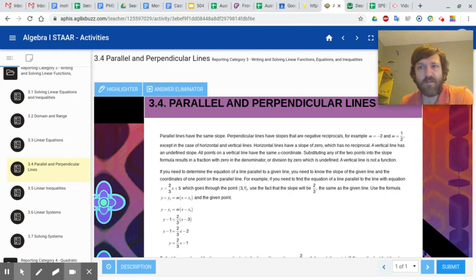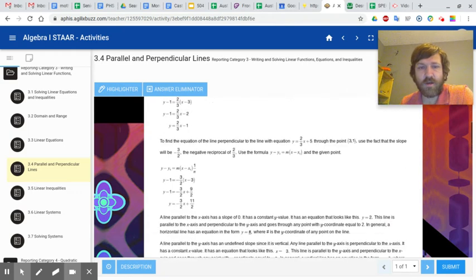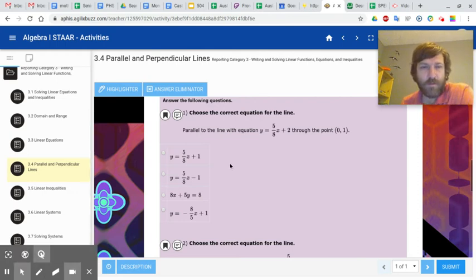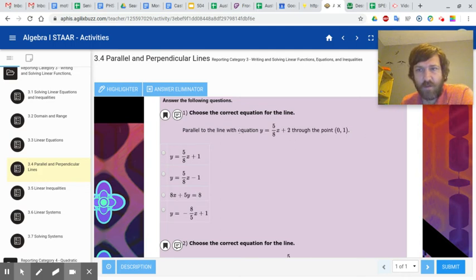But we're going to be using the graphing function of Desmos to just basically visually confirm. But having said that, there are some ways you can get the answers without much trouble. So, for instance, with number 1, find a line that is parallel to the line with this equation, 5/8 x plus 2, through the point 0, 1. So we could graph these and confirm, but I want to talk through a little bit about conceptually what's happening.